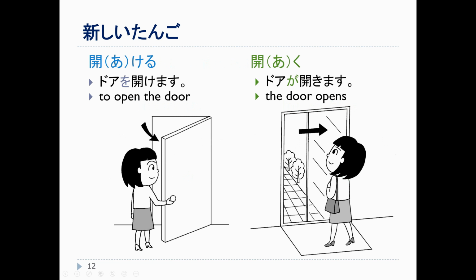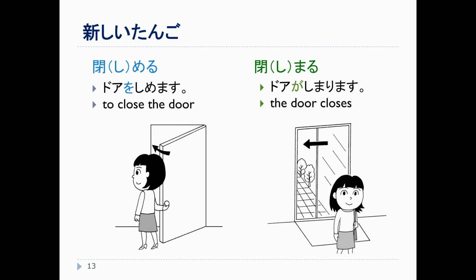Let's take a look. So way back in chapter 6, we learned akeru, as in doa o akeru. So this is one that we've been using for a long time, to open a door. But today we'll also learn doa ga akimasu. Aku. Aku is for when the door opens by itself. So aku means a door opens, whereas akeru means somebody opens a door. So doa o akemasu versus doa ga akimasu.